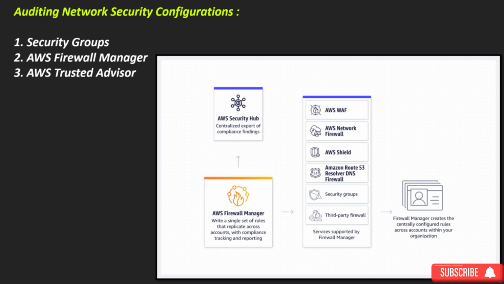Because regularly auditing network security configurations through services like security groups, AWS Firewall Manager, and Trusted Advisor ensures ongoing compliance and protection against evolving threats. So embrace these types of tools and practices to fortify your AWS environment and stay ahead in the ever-changing landscape of cloud security. We can focus.